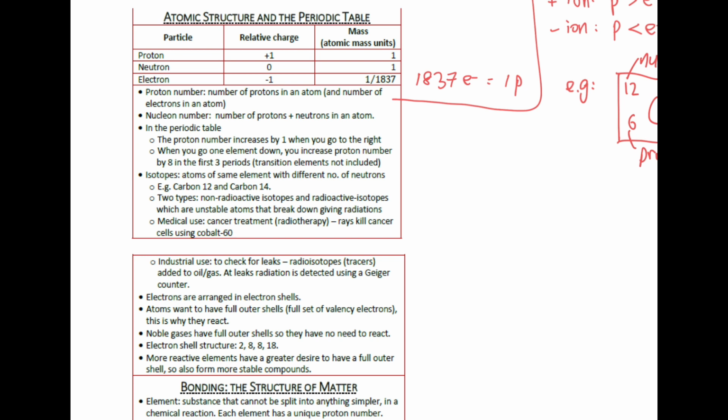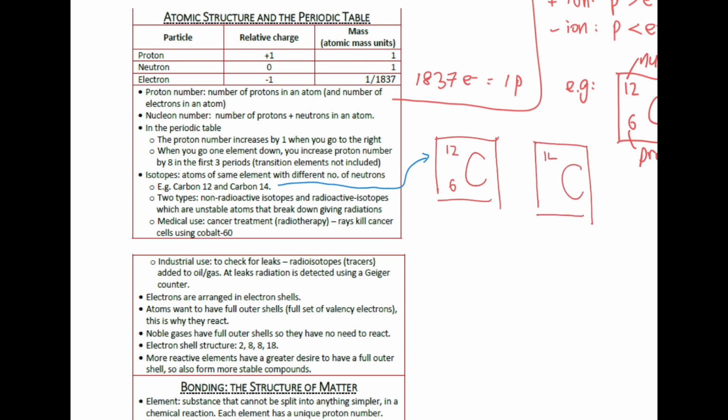Okay, now let's see isotopes. Atoms of the same element with different numbers of neutrons. So that means, for example, carbon 12 and carbon 14. Carbon 12 and carbon 14, so it will be something like this. Carbon 12, carbon 14. Okay, so what we can see here is they have the same protons, which is 6. Same protons, 6.